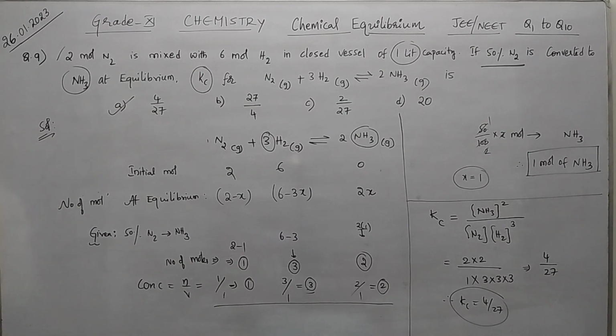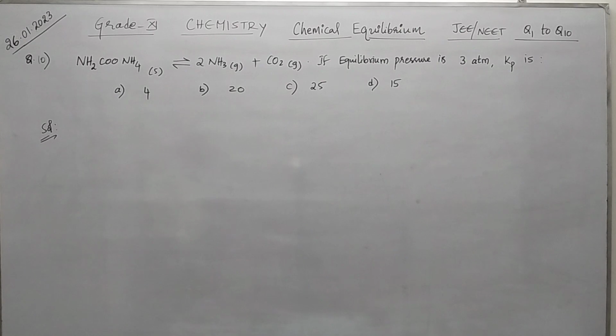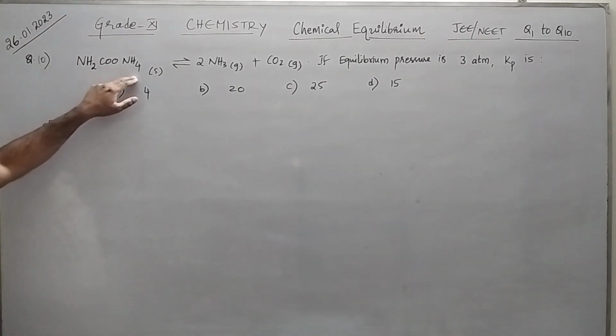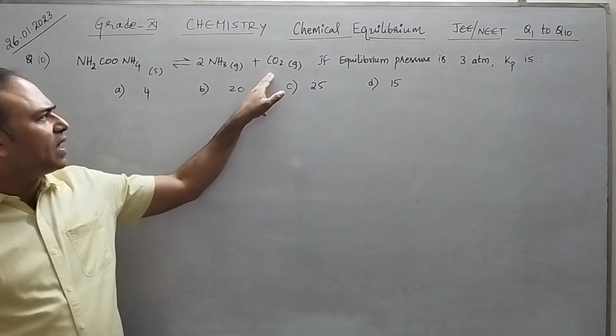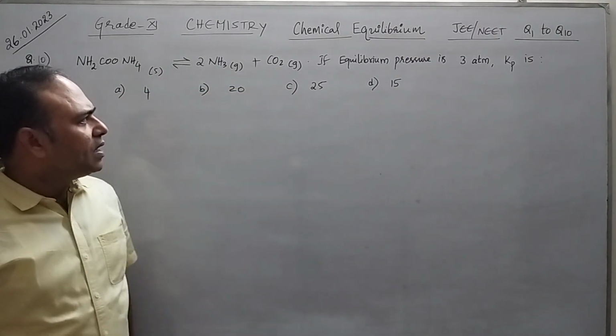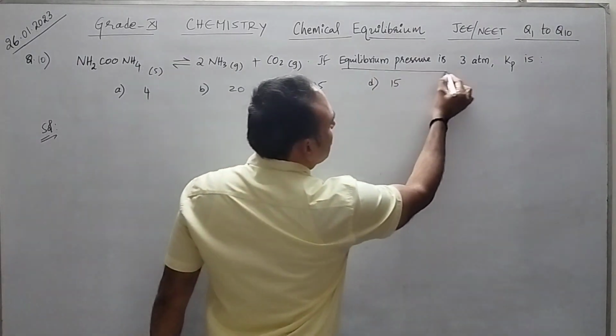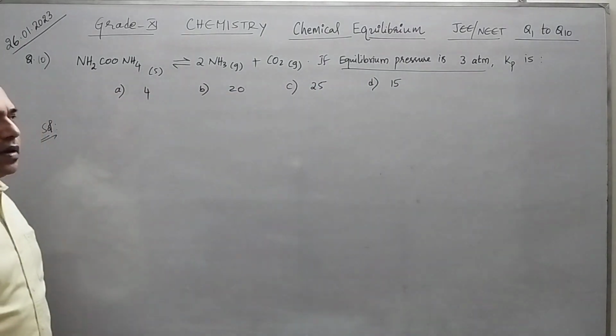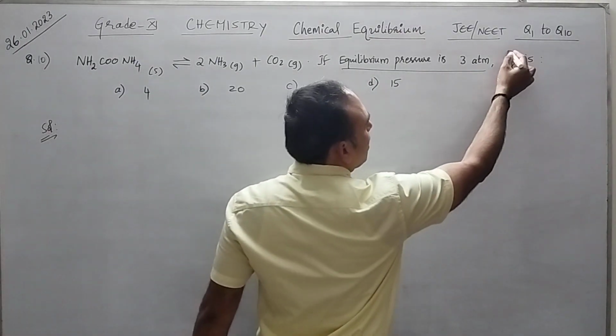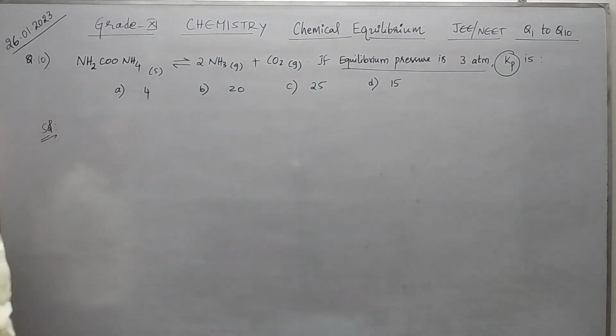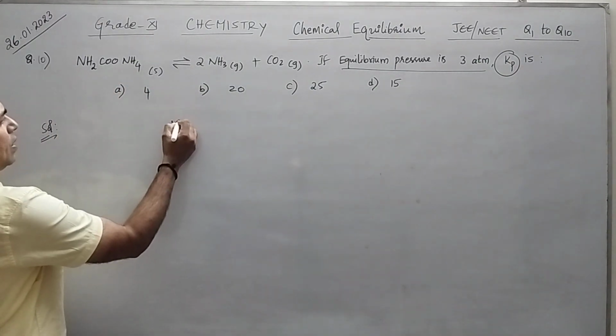Question number 10. Now the last question. NH2COONH4 solid gives 2NH3 gas plus CO2 gas. So here the equilibrium pressure, that is the total pressure, is 3 atmosphere, and they are asking to calculate the equilibrium constant in terms of partial pressure. So what is the equation here?